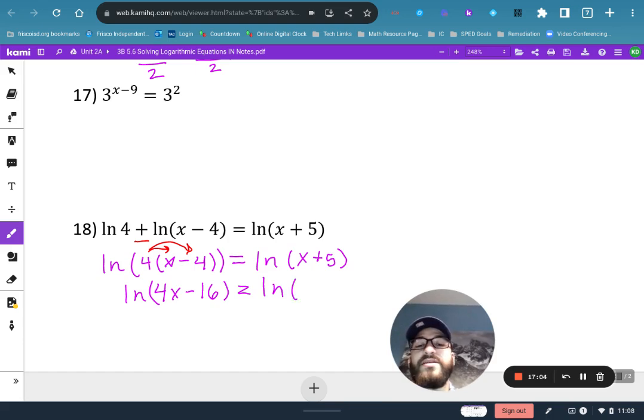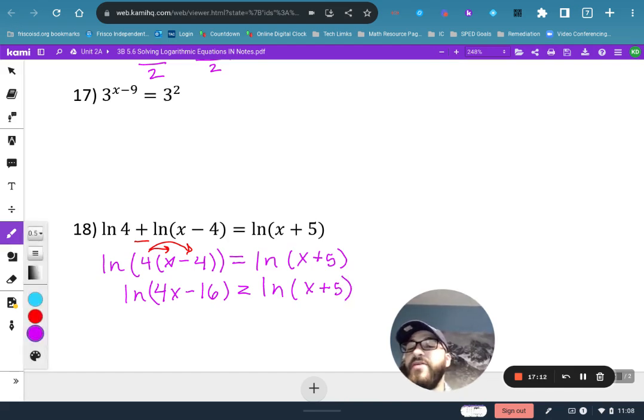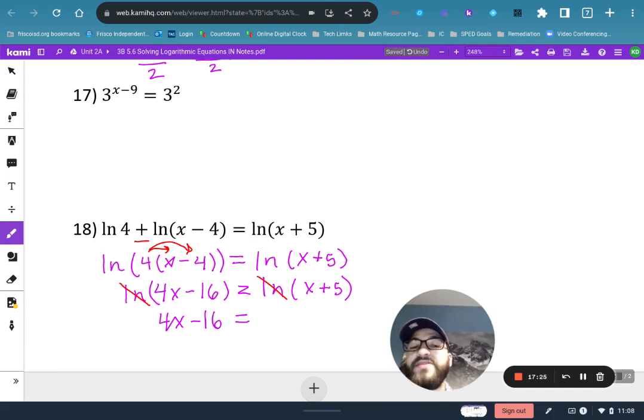And of course, that's still equal to the natural log of x plus 5. Then from here, now that I have a single log on both sides, I can cancel and cancel. We get 4x minus 16 is equal to x plus 5.